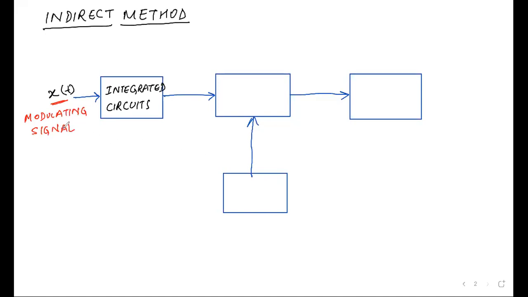So we have the modulating signal xt, and this is passed through the combination of integrated circuits. We will have some output here. And this is passed through a narrowband PM, a phase modulator. There will be a crystal oscillator, and this crystal oscillator will generate some frequency.